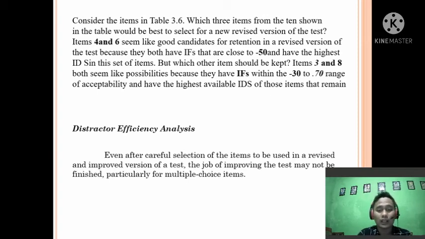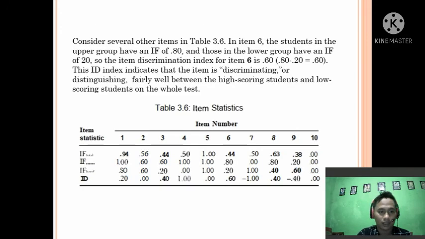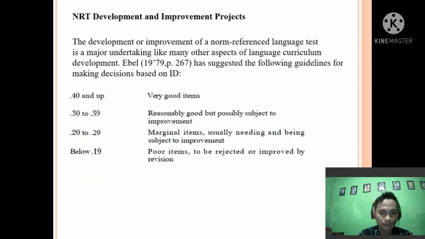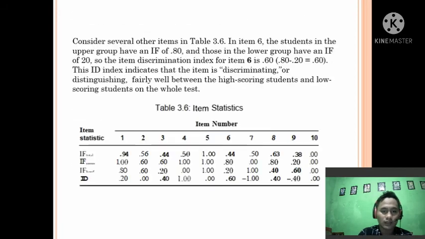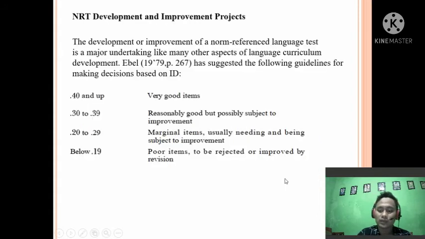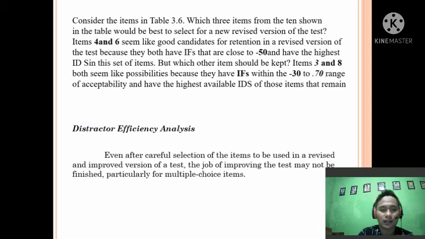Okay, let's see item 3 and item 8, guys. Item 3 is 44% item facility, okay, with 40 item discrimination, and item 8 is 40 the same. So they are acceptable, at 40 and up. Very good item. Okay, that's a very good item. So the range achievable has the highest available item discrimination of this item. That remains the highest item, guys.